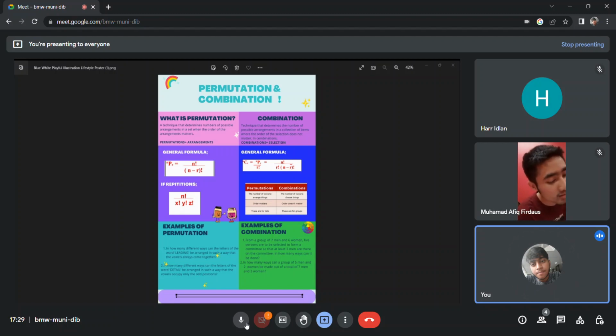And the n in the formula represents the number of different objects, whereas r represents the number of objects taken at a time, where r is less than or equal to n, or else the formula is invalid.